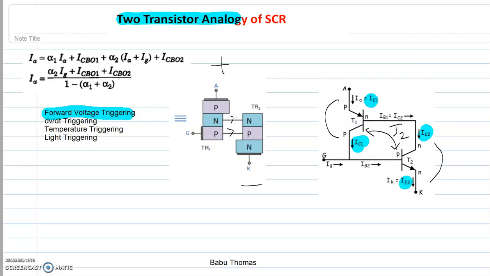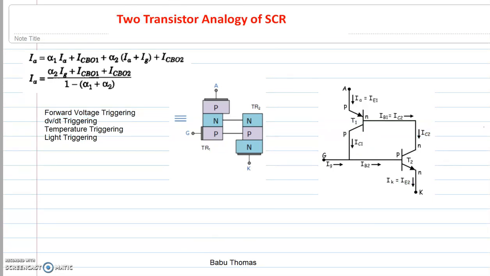The emitter currents I1 and I2 start increasing. When the emitter current increases, alpha 1 and alpha 2 increase. And when alpha 1 plus alpha 2 approaches unity, that leads to a very high increase in the anode current, and we can say that the device has gone into the turn on action. This is how we use the two transistor analogy to explain the forward voltage triggering method.